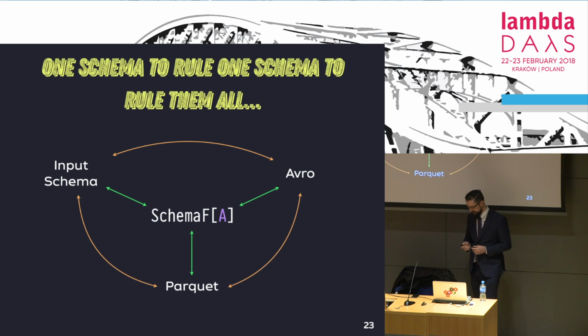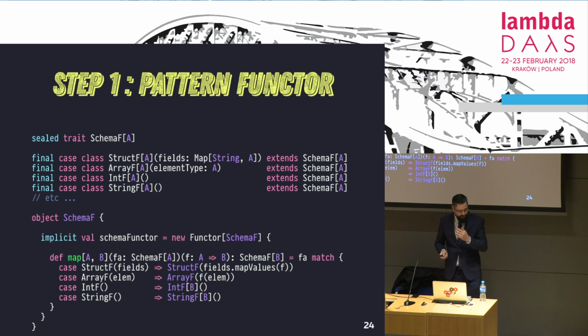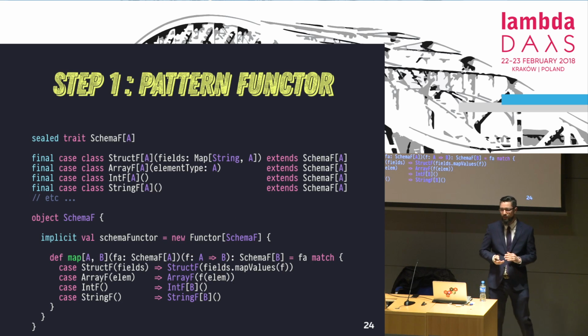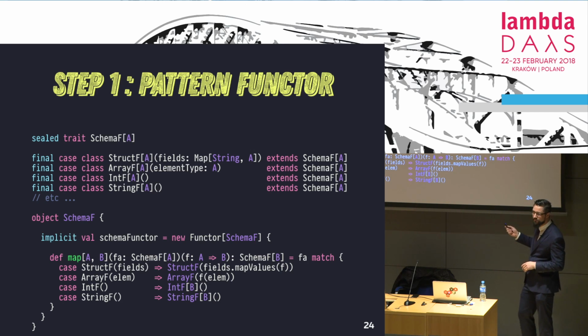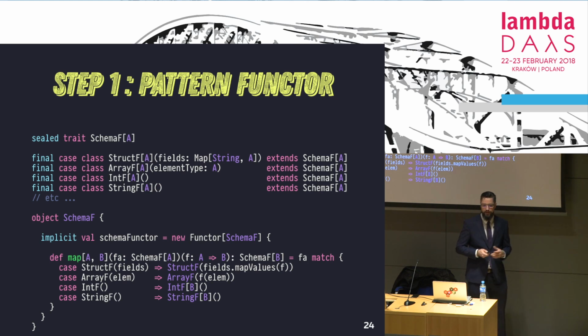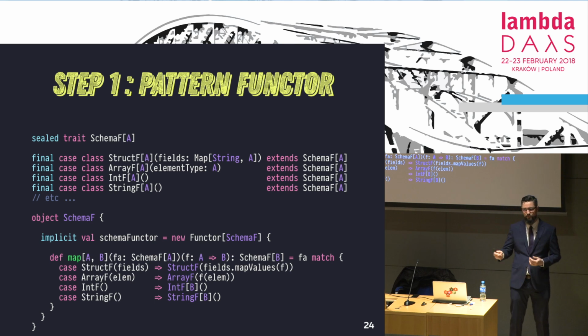So let's look at what it means. I've simplified a bit our pattern functor, but this is the gist of it. We have structs that are only a map of string to field. We have arrays that only contain the type of their elements. And we have simple types, integers and strings and dates and so on. Again, writing a functor instance for that is pretty trivial. And we are good to go. Now we just have to write algebras to convert back and forth.